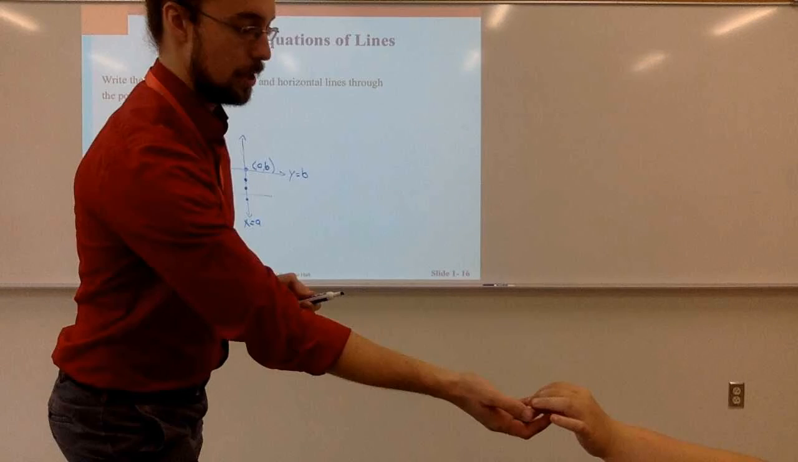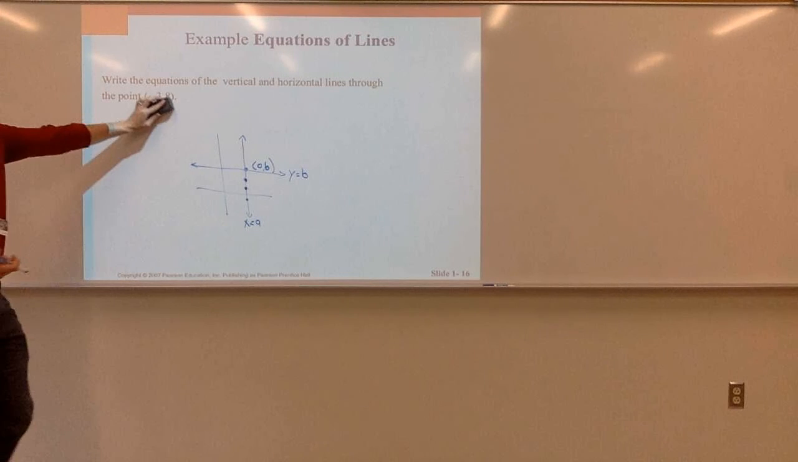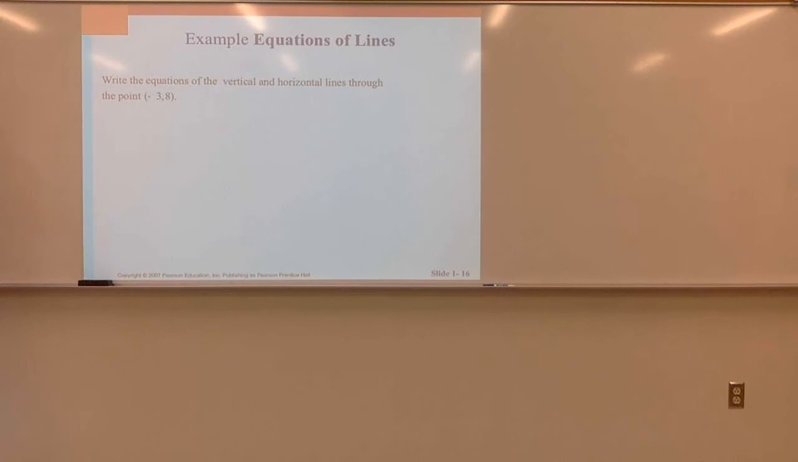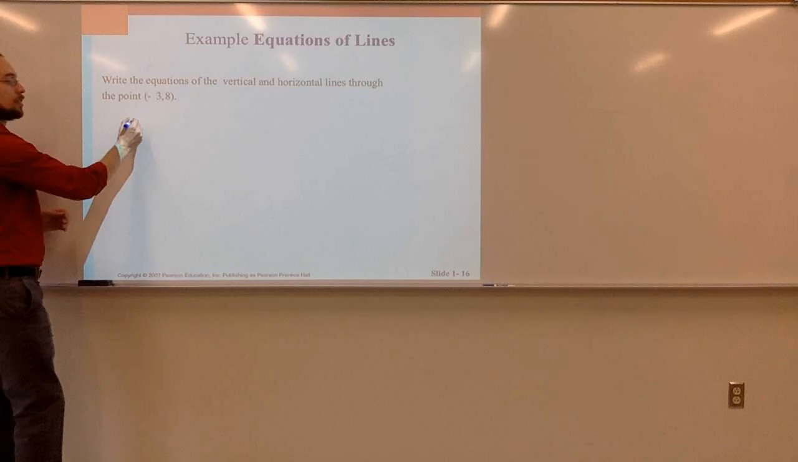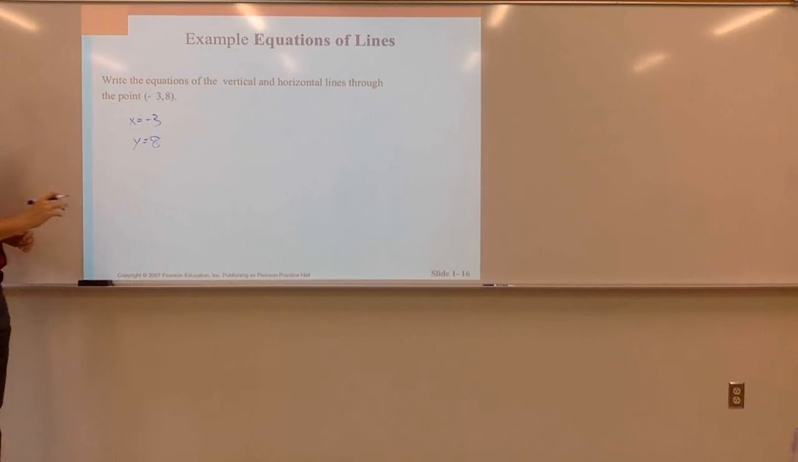So, what would be the vertical and horizontal lines that go through the point negative 3, 8? x equals negative 3. y equals 8. Questions on that?